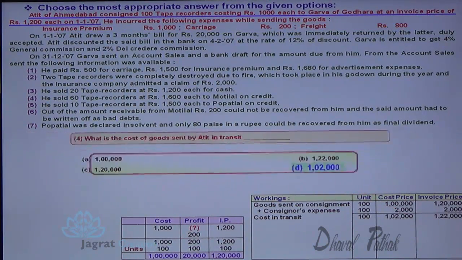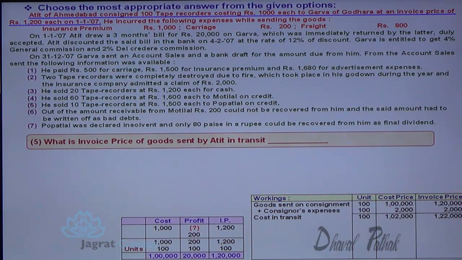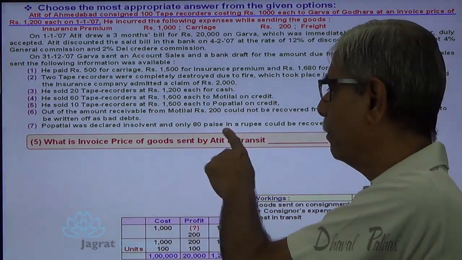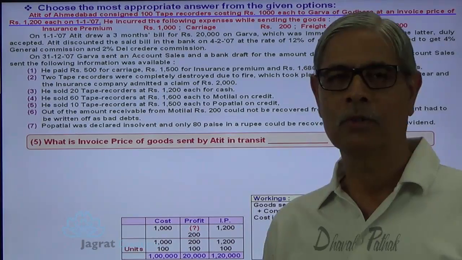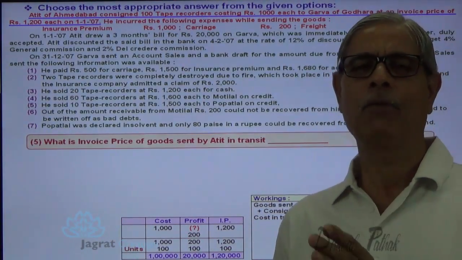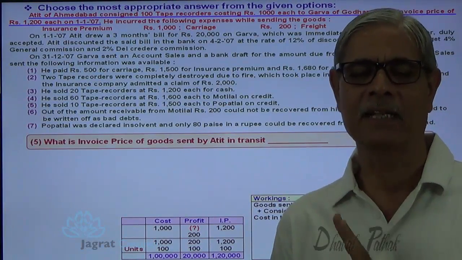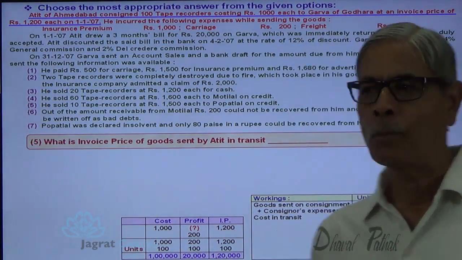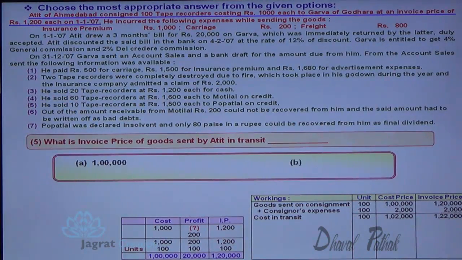Now after this fourth multiple choice question, you are asked a second question: what is the invoice price of goods sent by Atit in transit? So whenever you want to find out the value in transit, may it be invoice price or cost price, cost in transit or invoice price in transit, you are required to add the expenses for sending the goods. So in light of that, these are the options given to you. Look at this chart. 1,20,000 is the invoice price, expenses incurred for sending the goods are 2,000. So 1,22,000 is the invoice price of goods in transit. So 1,22,000, B is the correct option for this multiple choice question.